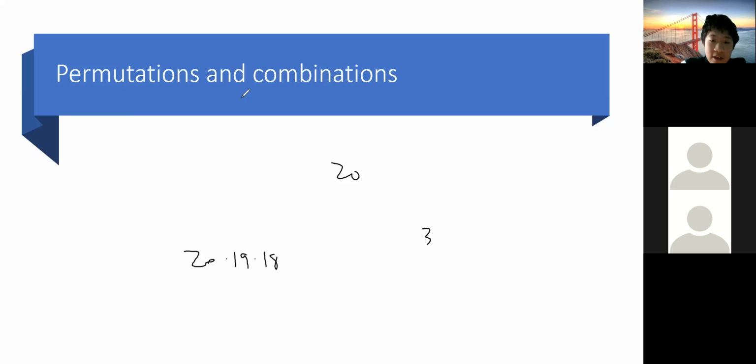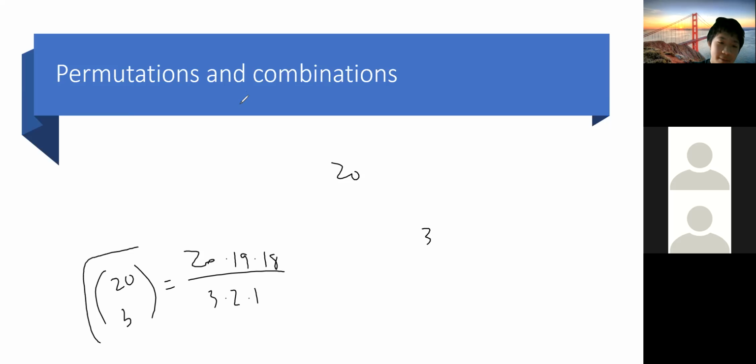20, 19, 18, divide by 3 factorial, which is going to be 3 times 2 times 1. As you can see here, this is how we do it. The way we write a combination is like this. This is how we write 20 choose 3.